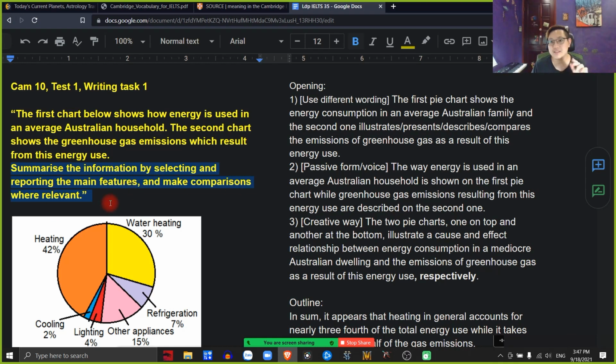So, you must compare a lot. Choose and report only the main thing, okay? And compare only the relevant things. Not something too small, not irrelevant.